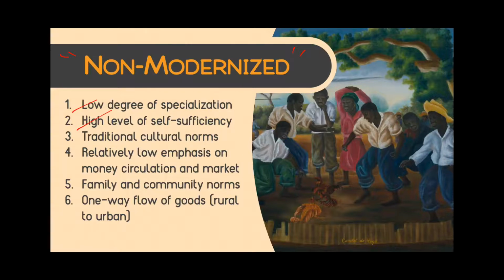Their cultural norms are more traditional and less Western compared to industrial counterparts, and they have relatively low emphasis on money circulation in the market compared to industrialized counterparts. And they are still very much in tune with family ties and community norms instead of bureaucratic business and corporate spirits in terms of dealing with people and things. And there's a one-way flow of goods. Usually, it's the rural or the non-modernized communities who provide food and materials to the urban communities. And usually, the urban communities hindi naman siya nagpapadala ng needs ng mga non-modernized societies because nga they are self-sufficient.